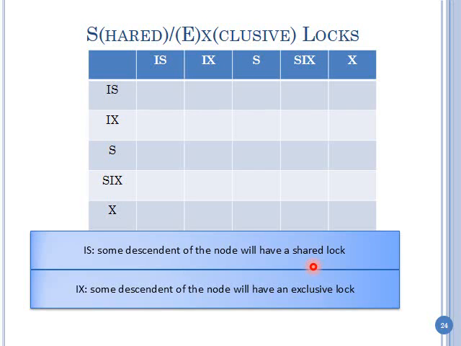So I'm giving you a hint. Why is it not ISX? Well, that's a hint. It's a shared intention exclusive lock. What should it mean? Put an "and" between those two things. It's shared and intention exclusive, which means I lock that node as shared, and I'm then going to put an exclusive lock on some descendant of the node.